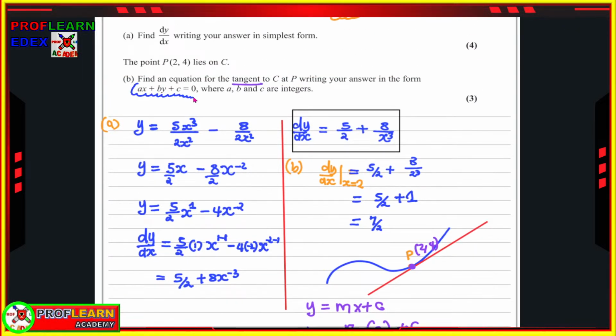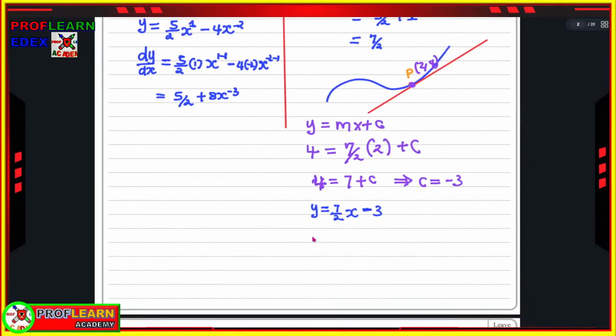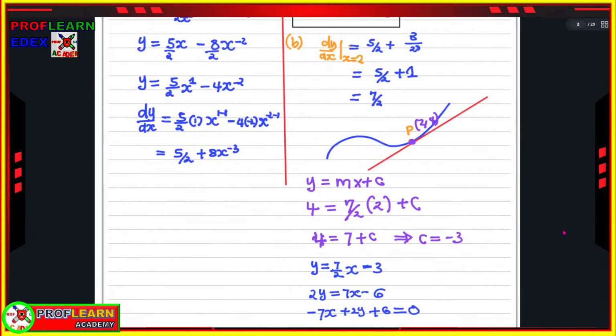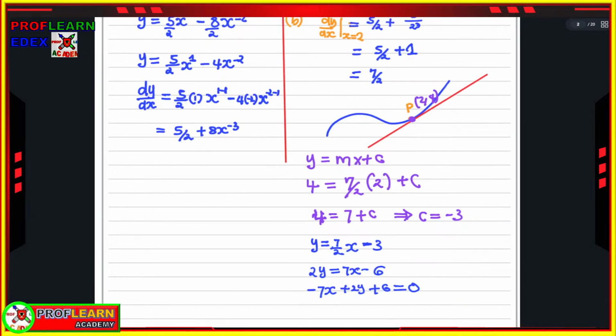Ax plus by plus c is equal to 0. And that becomes 2y is equal to 7x minus 6. So which is going to be minus 7x plus 2y plus 6 is equal to 0. So this becomes the gradient, the equation to this particular tangent.